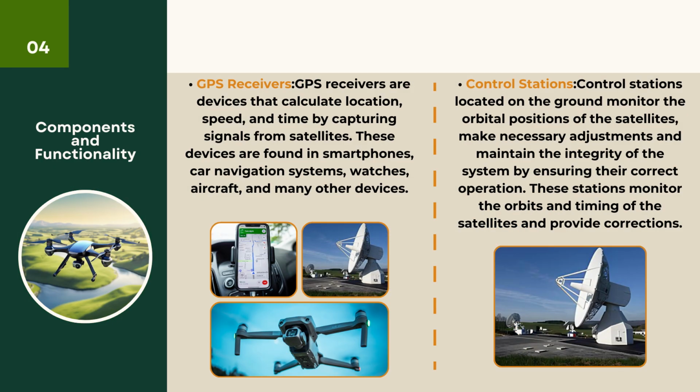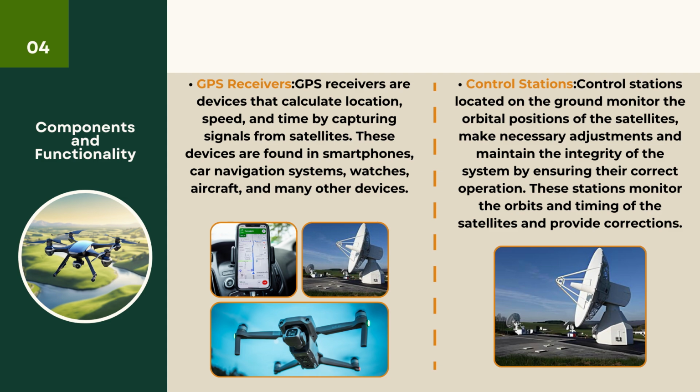GPS receivers. GPS receivers are devices that calculate location, speed, and time by capturing signals from satellites. These devices are found in smartphones, car navigation systems, watches, aircraft, and many other devices.